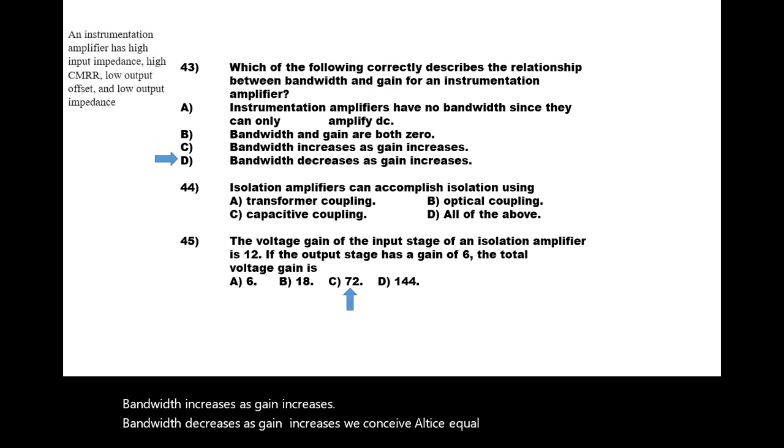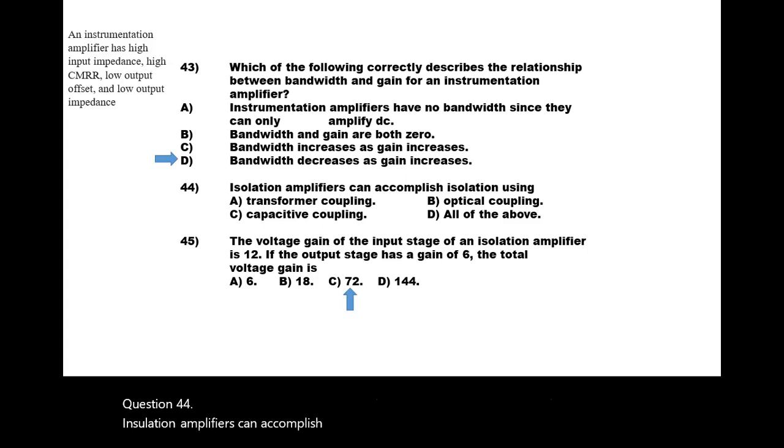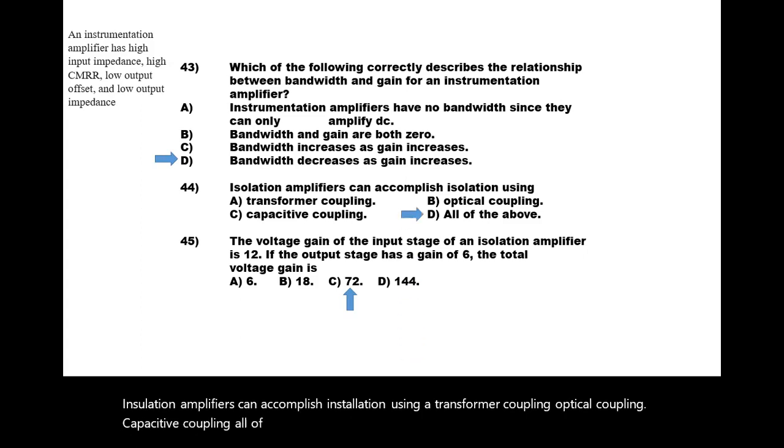Why? Because an instrumentation amplifier has high input impedance, high common-mode rejection ratio, low output offset, and low output impedance. Question 44. Isolation amplifiers can accomplish isolation using transformer coupling, optical coupling, capacitive coupling, or all of the above. It is all of the above.